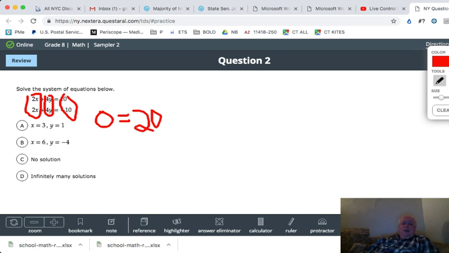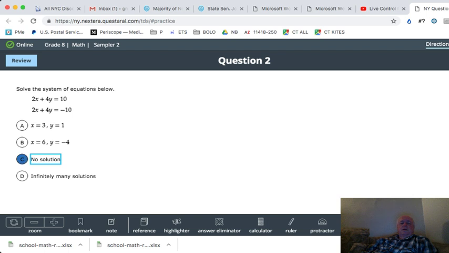There's no solution. At least I believe that's the answer. Yep, that's the answer. No solution. So the answer to number 2 is C, because it just doesn't follow. Okay, it breaks.